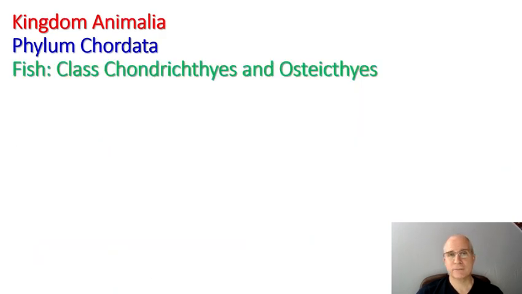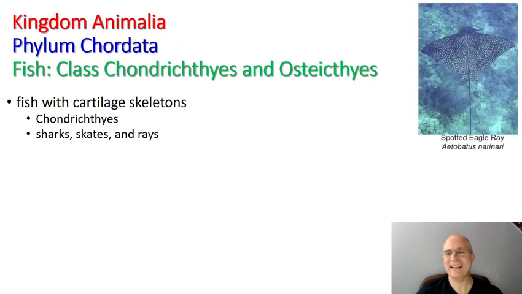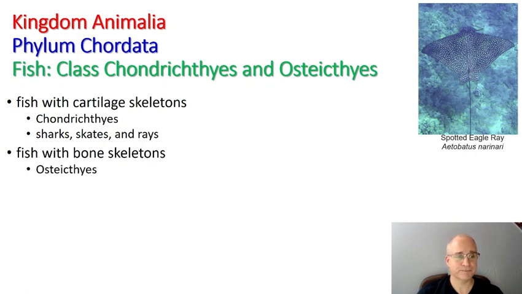So when we look at fish, there are two classes of fish. We have the class Chondrichthyes and the class Osteichthyes. Fish with a skeleton made of cartilage belong to the class Chondrichthyes, and these are going to include things like sharks, skates, and rays. Here's a picture I took while snorkeling in Maui. This was a spotted eagle ray. So these do not have a skeleton made of bone. They have jaws and teeth, but mainly their skeleton is going to be made up of cartilage.